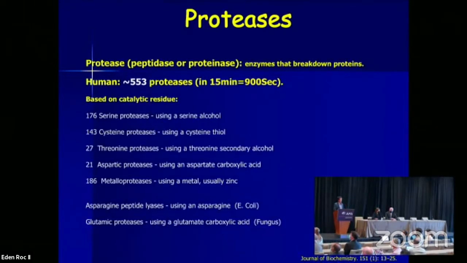So I was asked to talk about the protease in pancreatitis. Protease is an enzyme that hydrolyzes protein to polypeptide or amino acid. Humans have about 553 proteases. Maybe I can read the name of each one of them in the next 15 minutes. They are categorized into several groups by their catalytic residues.